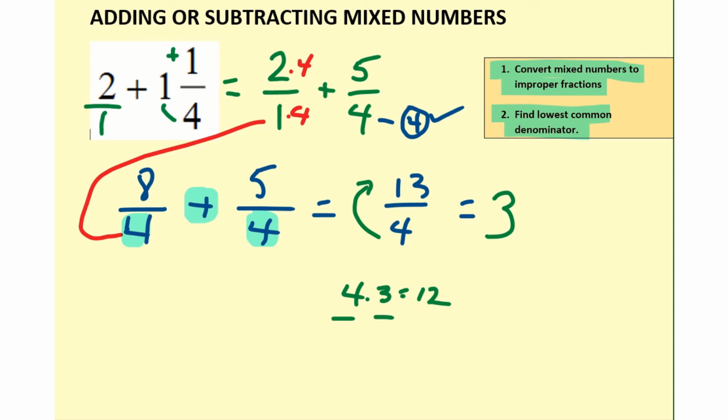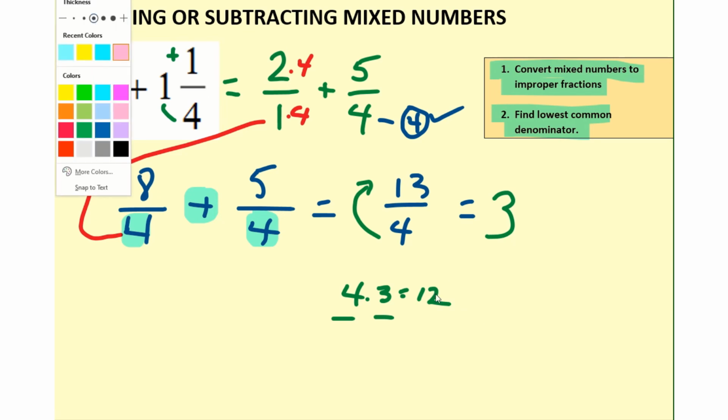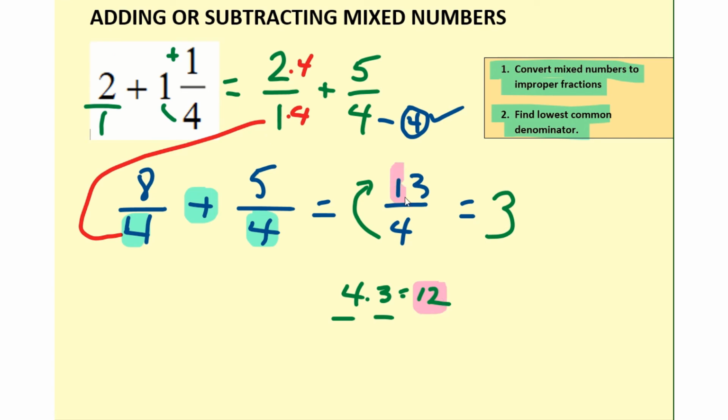But how many are left over between those two things? Between the 12 and the 13, how many is left over? What is 13 minus 12? Well, it is 1. So that means only 1 is left over, and I keep my same common denominator. So this is the answer to my addition of these two mixed numbers, 3 and 1/4.